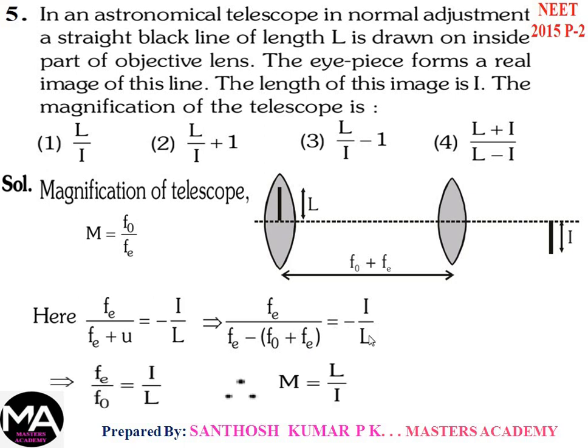So on substituting, Fe by Fe minus (F naught plus Fe) is equal to minus I by L. So on calculating, you will get Fe by F naught is equal to I by L, because it becomes minus Fe by F naught is equal to minus I by L. Minus minus cancels. Fe by F naught is I by L, but magnification is F naught by Fe. You have to take the reciprocal. You will get M is equal to L by I. Therefore, the answer is the first one, L by I.